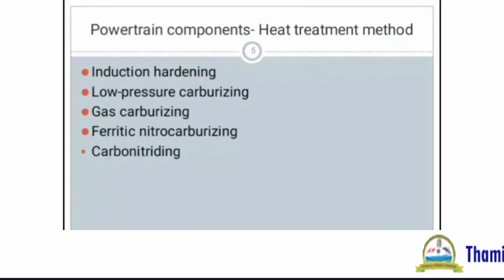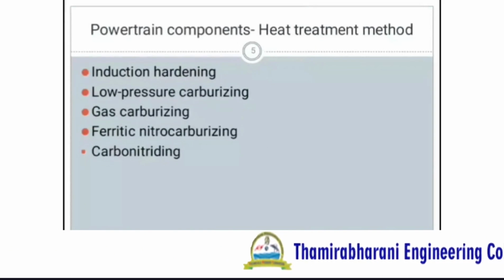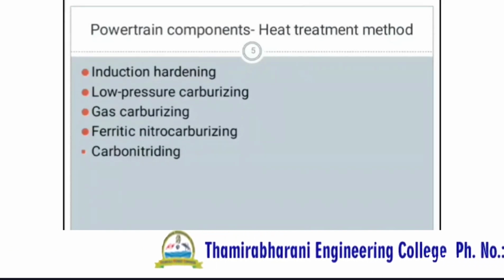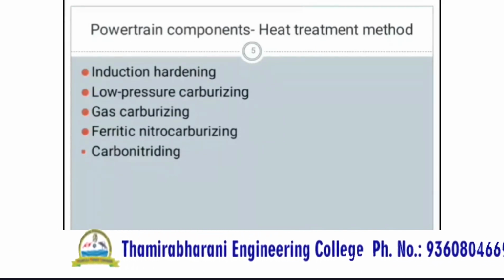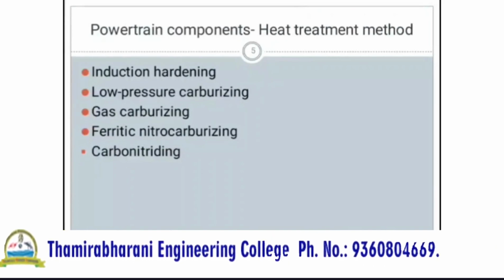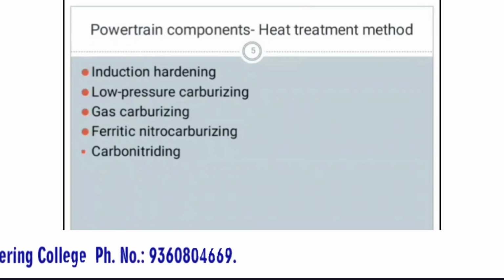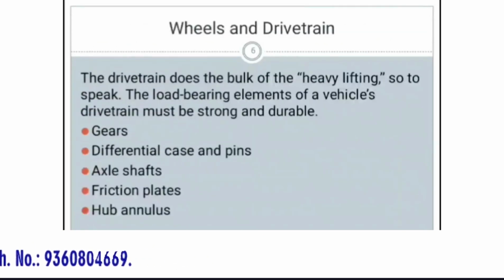These are the components which are used in the automobile industries: the body parts, and induction hardening, low pressure carburizing, gas carburizing, ferritic nitrocarburizing, carbonitriding. So these 5 techniques are the most widely used to improve the hardness of the above mentioned components which are fixed in the car, in the automobile field. And wheels and drivetrains, right?